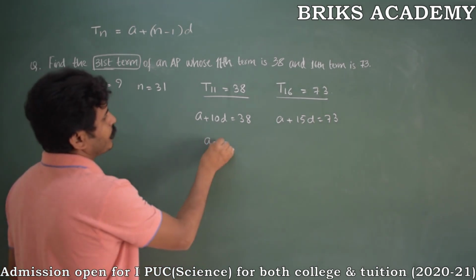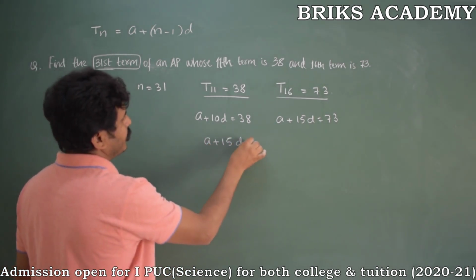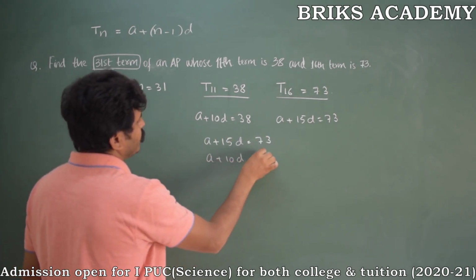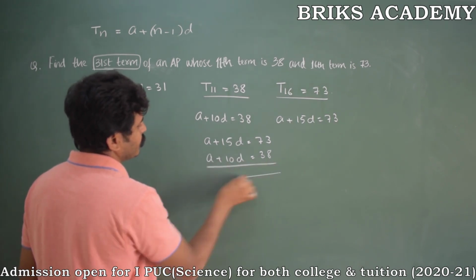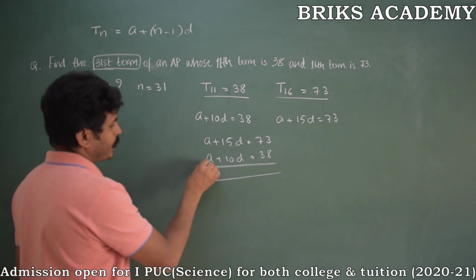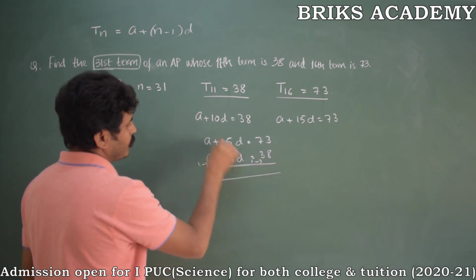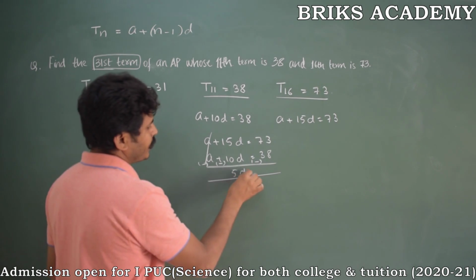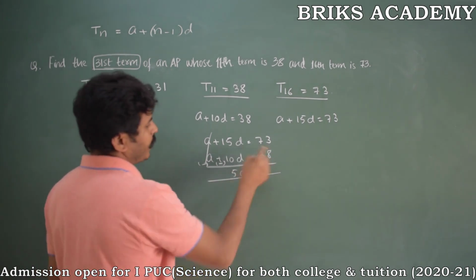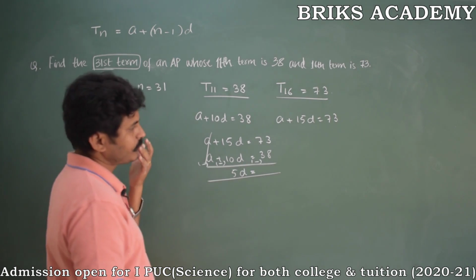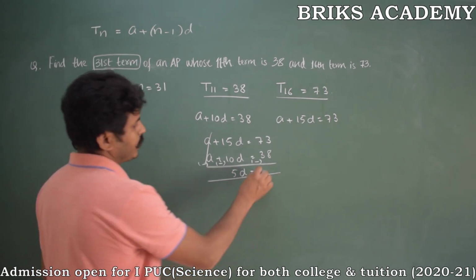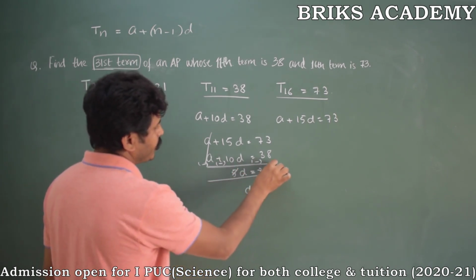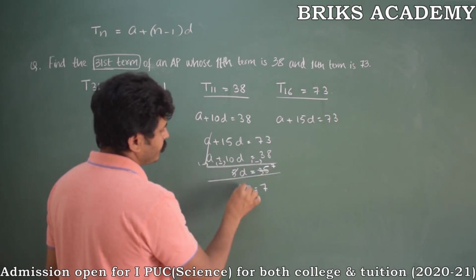What is the first one? First equation, A plus 15D equal to 73. What about this one? A plus 10D equal to 38. Now just subtract. That is 15D minus 10D, how much? It is 5D. 73 minus 38, how much? 35. That is, D equal to 7, 5 sevens are 35.